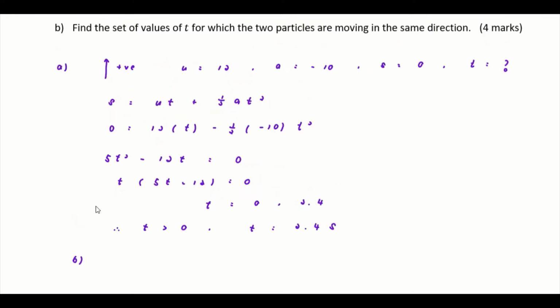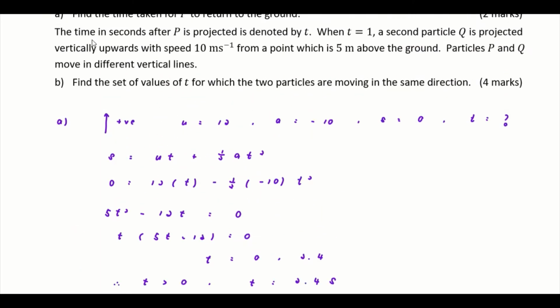So now let's look at B. Okay, it's given that the time in seconds after P is projected is denoted by T. So when T equals 1, a second particle Q is projected vertically upwards with speed 10 meters per second from a point which is 5 meters above the ground. So particles P and Q move in different vertical lines, which means that maybe when one is going up, the other one is already going down, and so on.